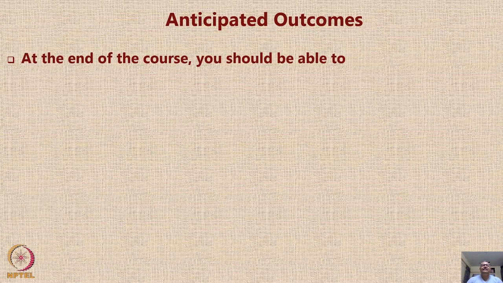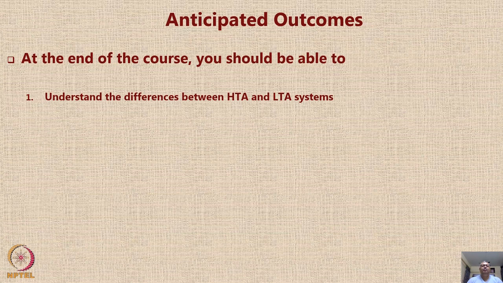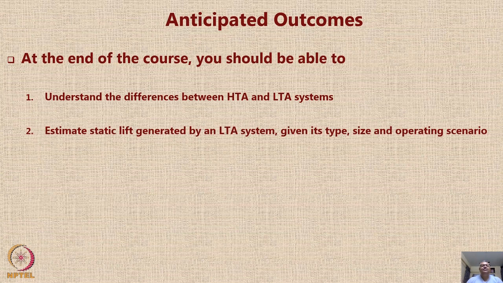Now, you have to be very clear as to what is anticipated as an outcome from this course. So, at the end of the course, you should be able to achieve the following points. One is, you should be able to clearly understand the differences between a conventional heavier-than-air system and a lighter-than-air system. You should be able to estimate static lift generated by an LTA system given its type, its size, and the operating scenario. This is a very important part, and this part of the course is essentially more to do with formulae and calculations. The other parts are generally descriptive in nature, and there is one more section where there are some formulae.